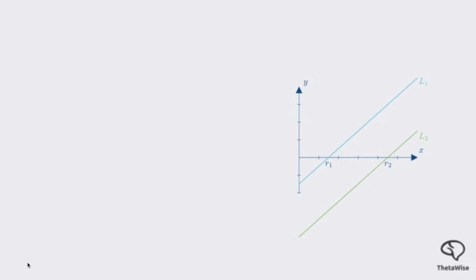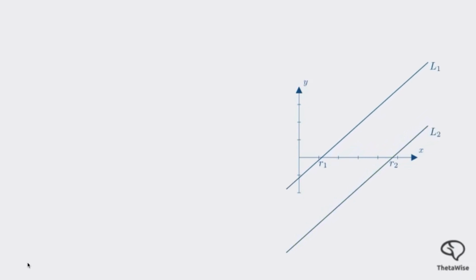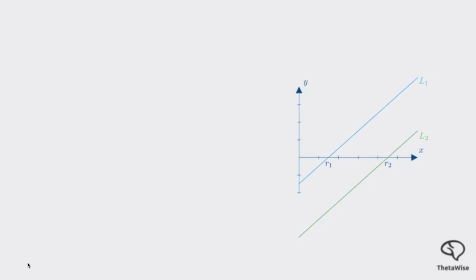Let's check there. Again, here are our lines, L1 and L2, with intercepts at R1 and R2. First, let's look at the region to the left of R1. Let's pick an x value that is less than R1. For this x value, notice that both line L1 and line L2 are below the x-axis. This means that both x minus R1 and x minus R2 are negative numbers. So our quadratic q of x is the product of two negative numbers. And what's a negative times a negative? It's a positive. This tells us that to the left of R1, the parabola must be above the x-axis.